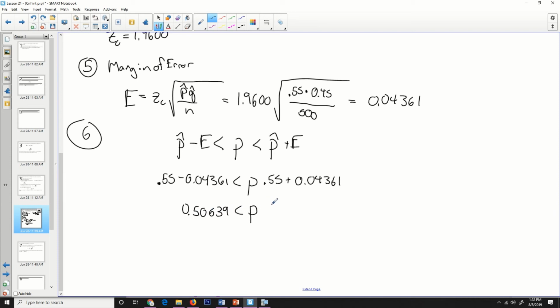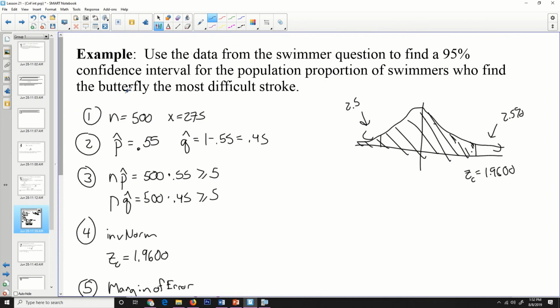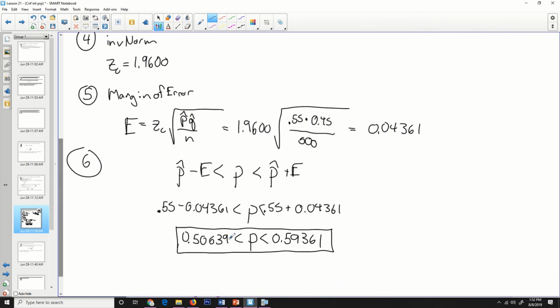And then I did those calculations, and it turns out to be 0.50639 less than the population proportion, less than, and then when I do this addition, I get 0.59361, and that is my 95% confidence interval. So if I'm writing a conclusion, I can say that the actual proportion of swimmers who find butterfly to be the most difficult stroke, we are 95% sure that that value lies somewhere between 0.506 and 0.593.